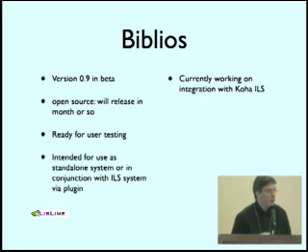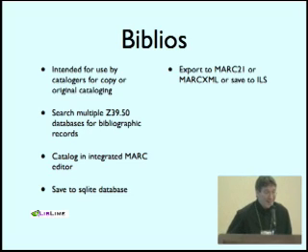Biblios is intended to be used as a standalone cataloging system, or to be used in conjunction with an integrated library system via a plugin. And right now we have one written for Koha. It's intended to be used by catalogers for copy and original cataloging. It allows you to search multiple Z39.50 databases, catalog those bibliographic records that you find, save them to an SQLite database, and finally export them as MARC21 or MARCXML files, or export them to your ILS via, again, this plugin.